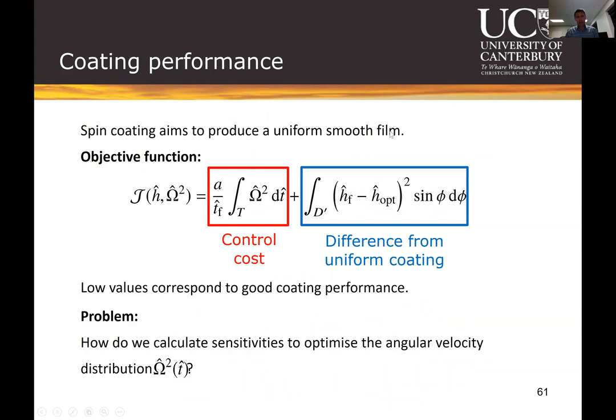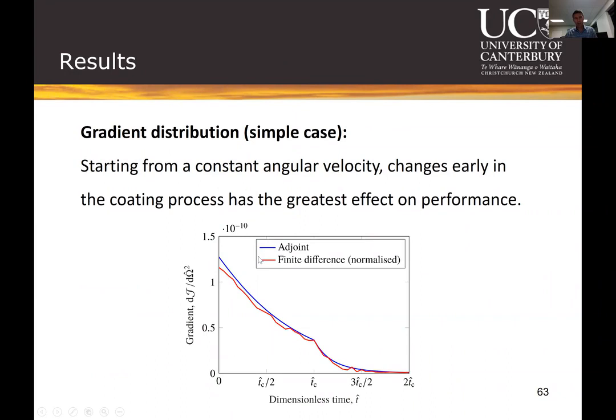We applied the same sort of optimal control theory to this particular problem, again with our control being the rate at which the sphere rotates. We want to minimize the difference between the actual film thickness and the optimal film thickness. I want to show you quickly that the adjoint-based way of calculating the sensitivity has been validated against finite difference equivalents of the adjoint sensitivity computation.